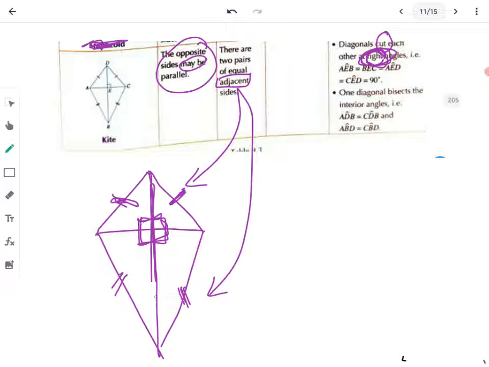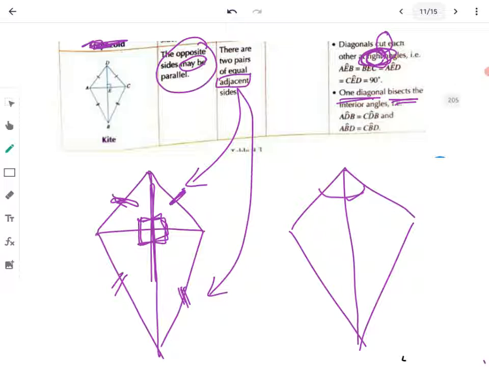The next property tells us that one diagonal bisects the interior angle. So if you draw this diagonal, it bisects this angle, meaning this side angle is also equal to this angle, and the same with this one, which is also equal. So technically it bisects the opposite angles there.